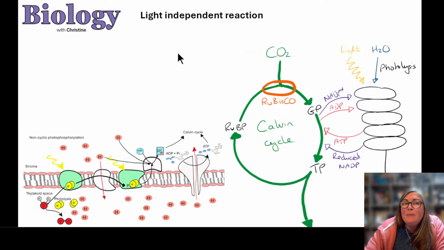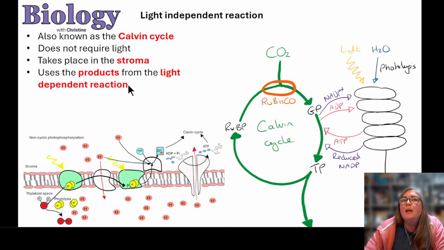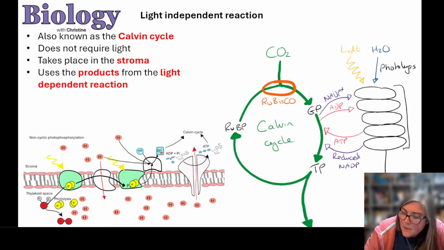The light independent reaction. So it's known as the Calvin cycle. It doesn't require light. It takes place in the stroma, and it's going to use the products. So if this is my thylakoid, each one of these is a thylakoid, therefore I have a granum, because I'm looking at the whole thing.